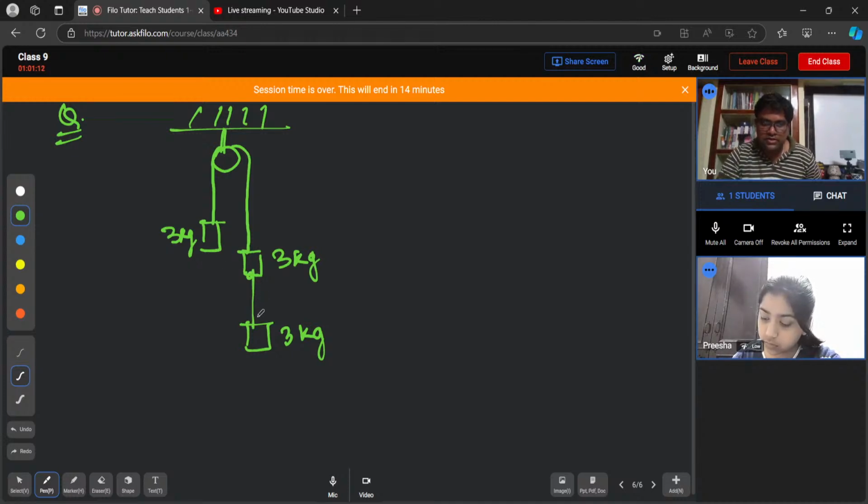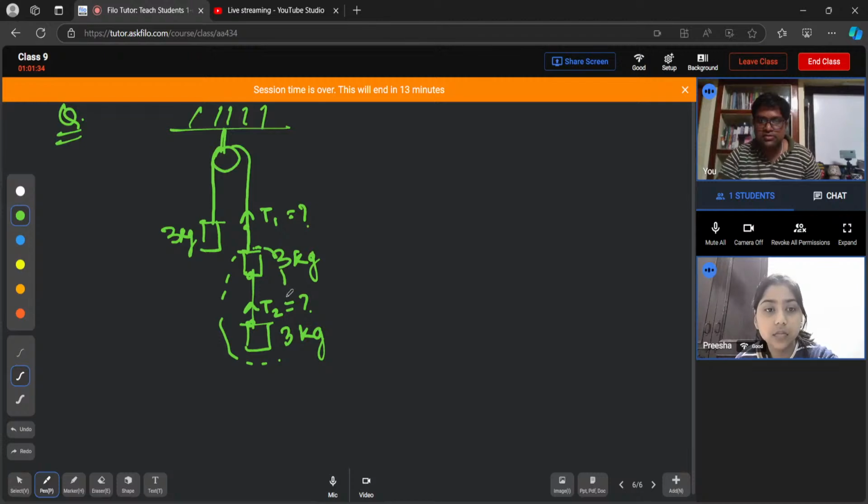So here another string is there. So the tension here will be, let's say, T2. So the question is, what is this tension? Let's say here another tension T1, because the strings are different. And also you can see the string which is here will carry the weight of both, 3 kg and 3 kg.